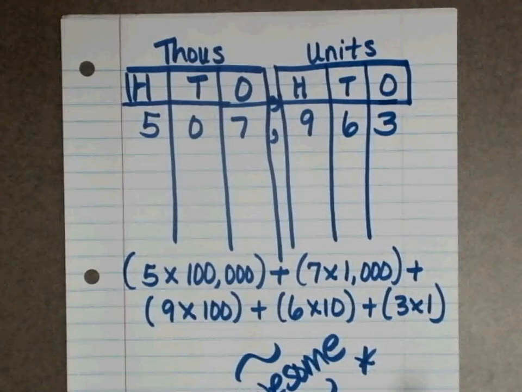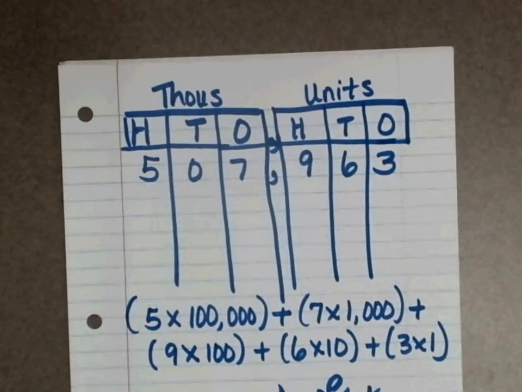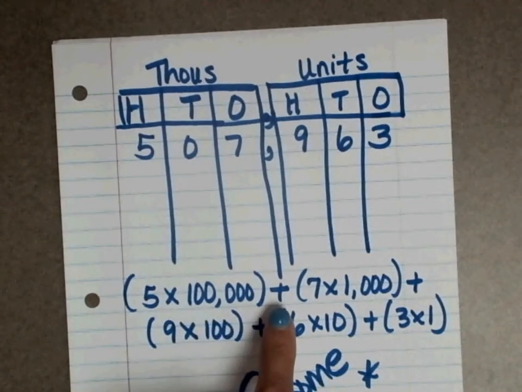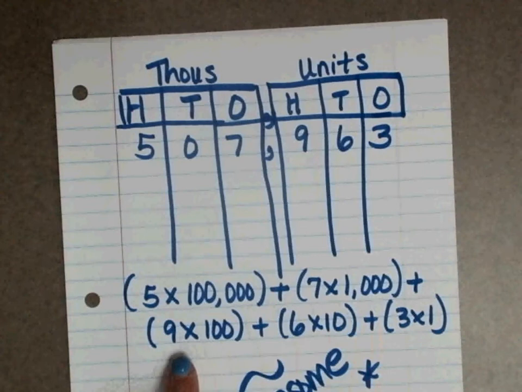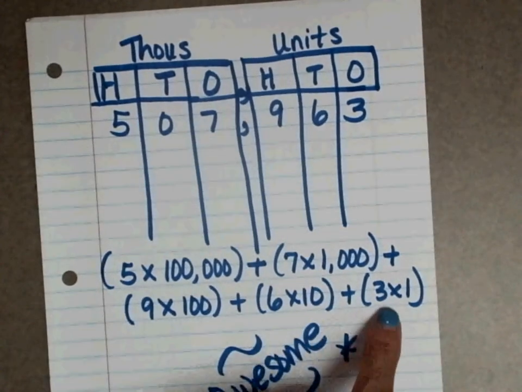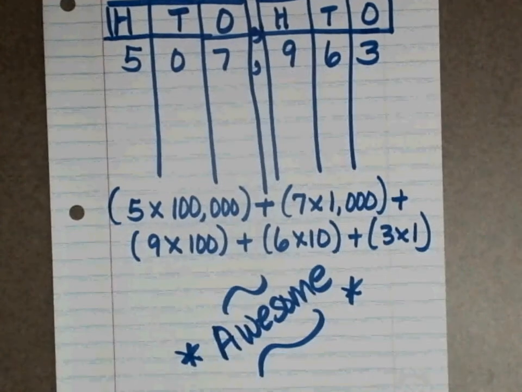Okay, let's see what we have for you. Here is our answer. 5 times 100,000 plus 7 times 1,000 plus 9 times 100 plus 6 times 10 plus 3 times 1.